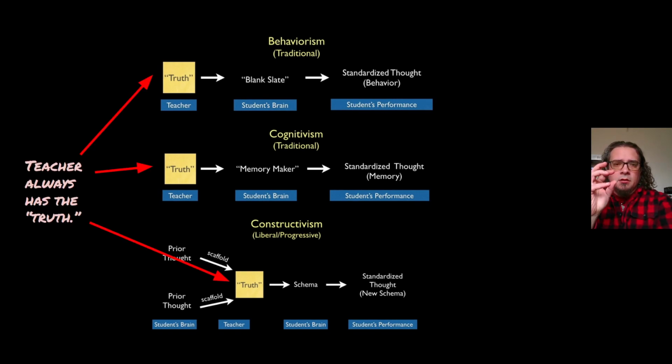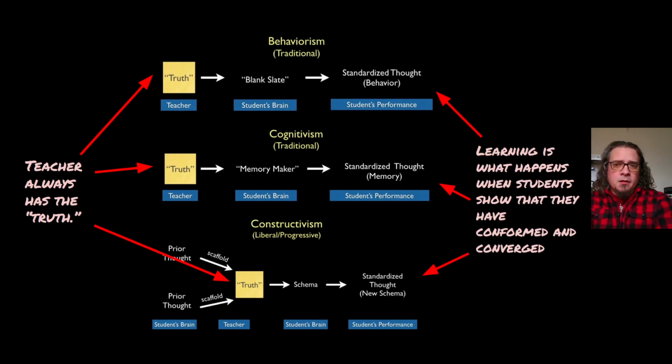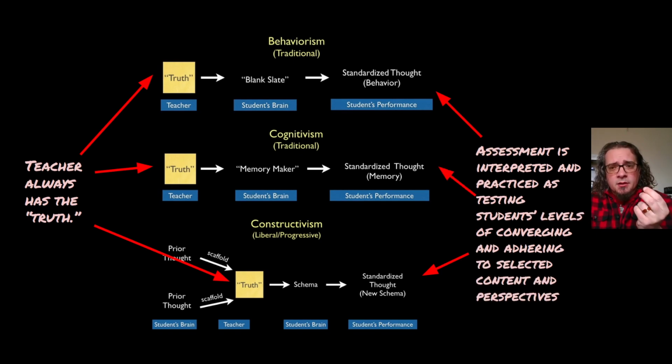Right. So, the similarities here: the teacher always has the truth. The learning is what happens when students show that they have conformed or converged. The assessment process is interpreted and practiced as testing students' levels of converging and adhering to selected content and perspectives. Right? It doesn't have to be that way either, but it is. And now I will show how all of these things change when we get to the next learning theory.